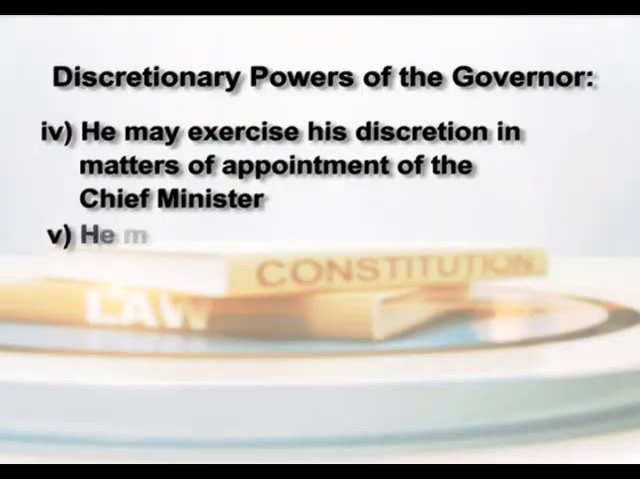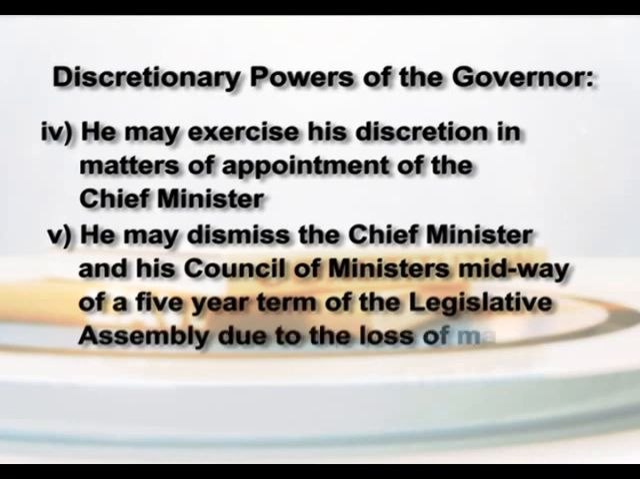Fifthly, possibly more controversial than the appointment of the chief minister is the dismissal of the chief minister and his council of ministers midway through the 5-year term of the Legislative Assembly due to the loss of majority in the House. Constitutionally, the chief minister and his ministers hold office during the pleasure of the governor, but in terms of parliamentary democracy, this pleasure has been reduced to mere majority support in the state legislature.